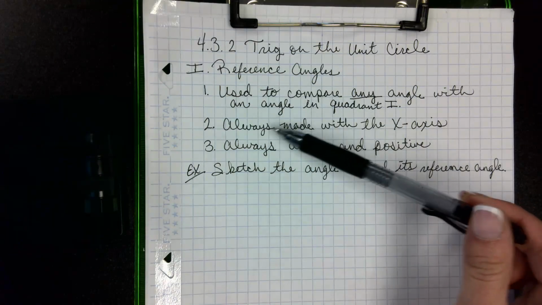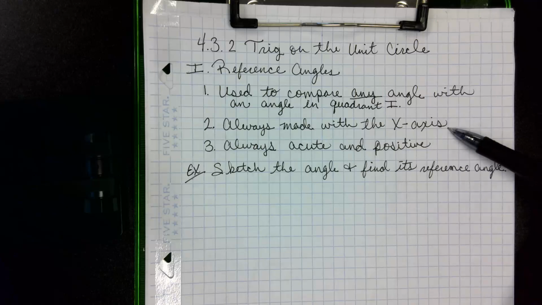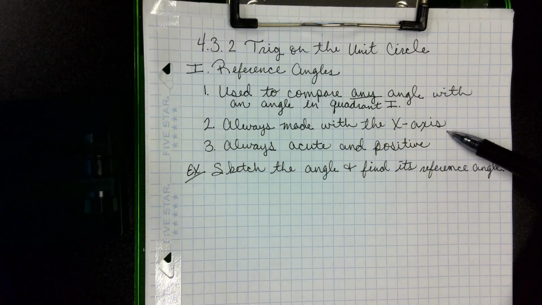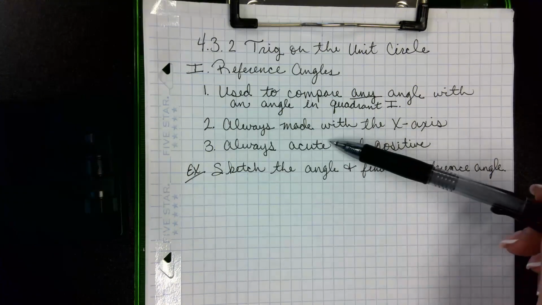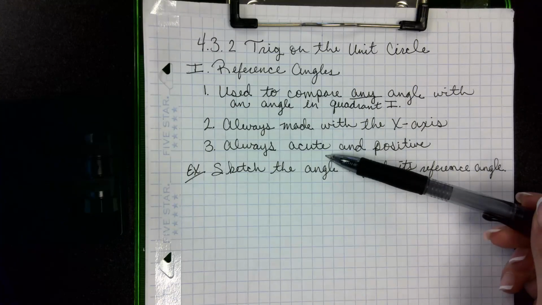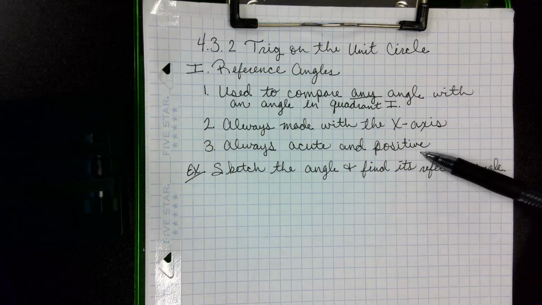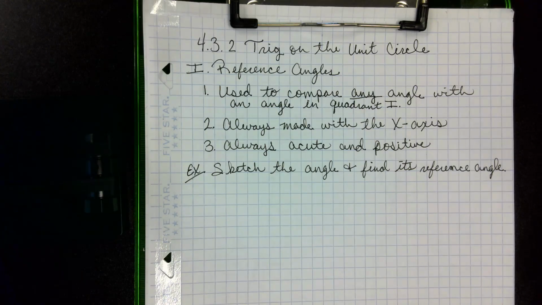So a reference angle is always made with the x-axis. It's the shortest way to get to the x-axis. We don't care if it's going up or down, it's just the shortest way to the x-axis. And it's always acute and positive. It's acute because it's the shortest distance to the x-axis, and positive because we're just looking at the absolute value of the angle. So the size of the angle, we don't care about the direction. The magnitude, we're not worried about the direction, just the value, the size of the angle.